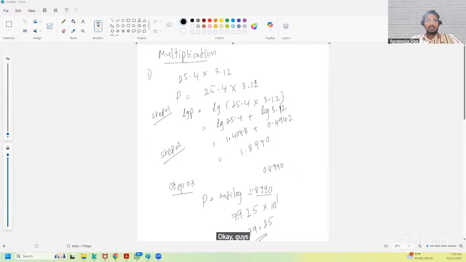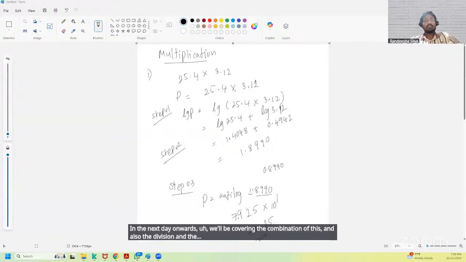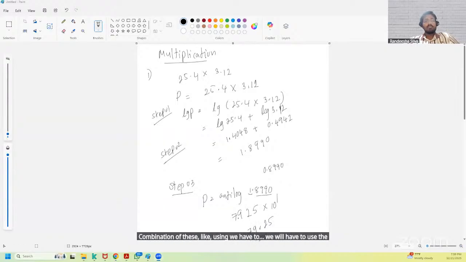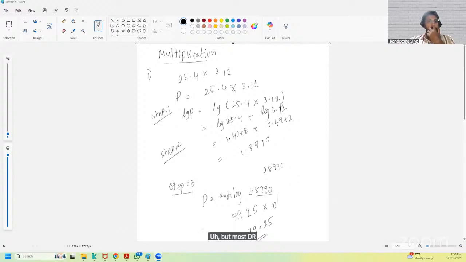Okay, guys. The time is up for today. We covered up to the multiplication, solving problems. In the next class onwards, we'll be covering the combination of these and also the division. We will have to use BODMAS with the logs. So we will need to do the combination of these operations. In the next class we will complete this, and up to now, we are good with everything.